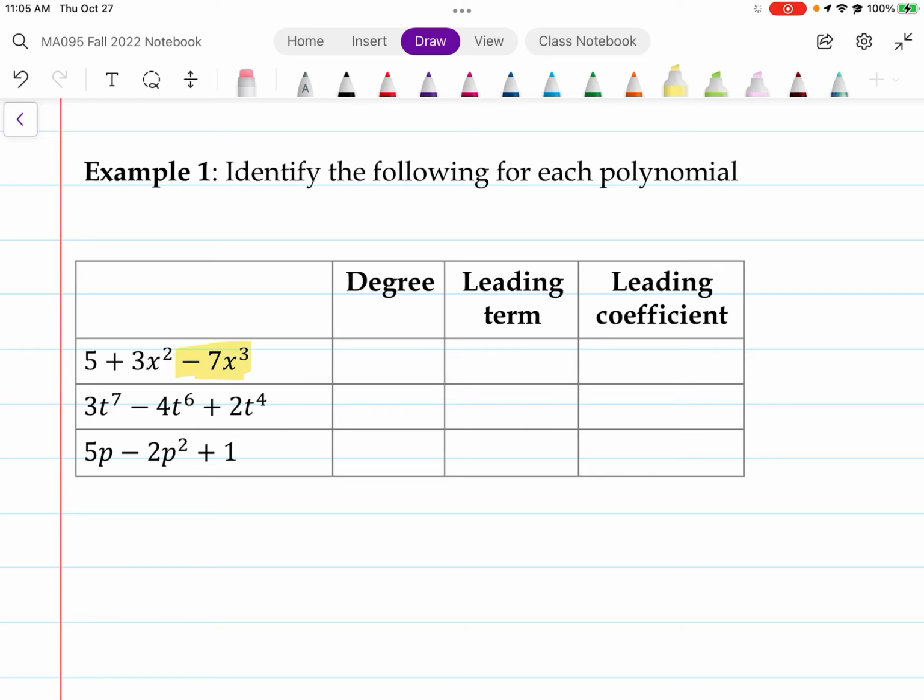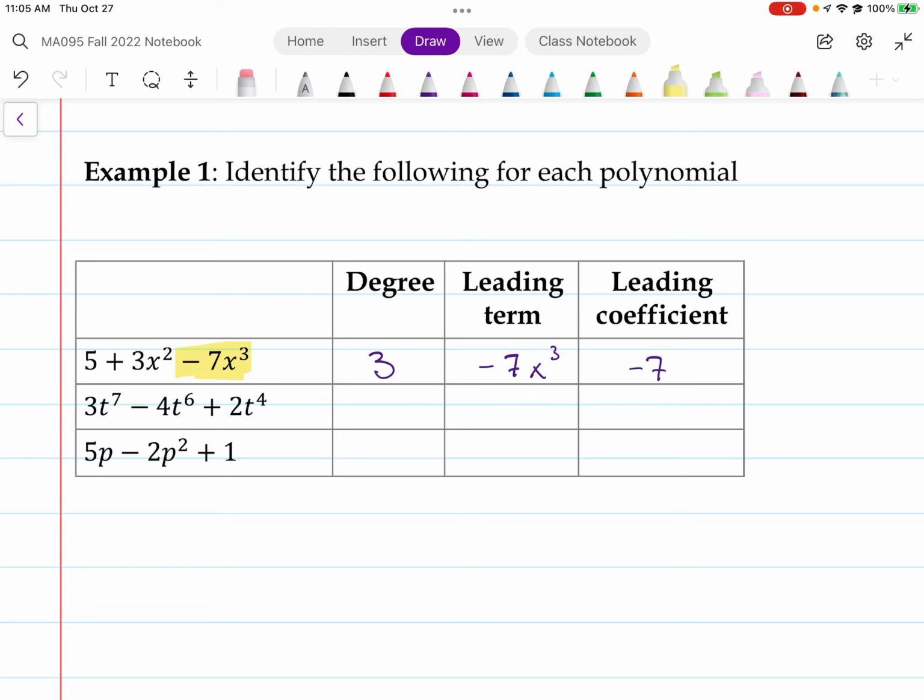Don't forget the minus out in front because that does count. Okay, so the degree of this is 3, the exponent on the x. The leading term is negative 7x cubed. And the leading coefficient is the coefficient on the leading term, which is negative 7. Okay, so you need to know all those different terms and how to find them in a polynomial. All right, so pause the video and try to do the next two.